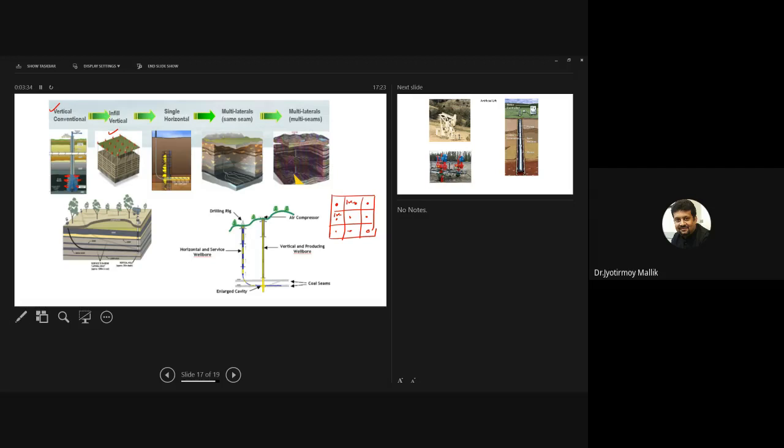You can also drill a single horizontal well. You can see here this horizontal well's path. This is the vertical part, and then the horizontal part. You can also frack this well in the horizontal part so that you can maximize production. You can drill a multilateral well. Multilateral means there is one vertical well, and from that one vertical well there are multiple horizontal wells coming out.